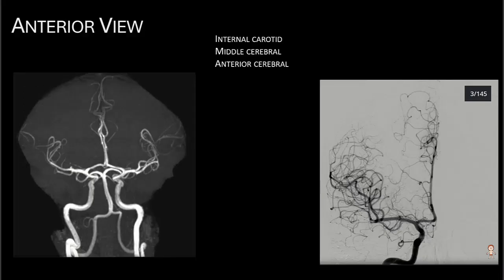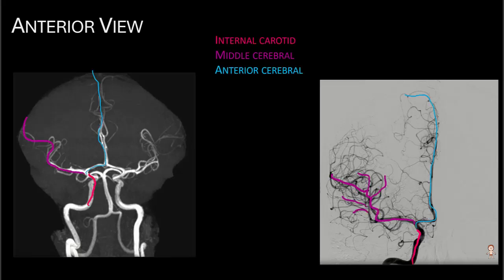Now on this anterior view, where we have an MRA on the left and a standard angiogram on the right, we can see these vessels here, where we have the internal carotid in pink.